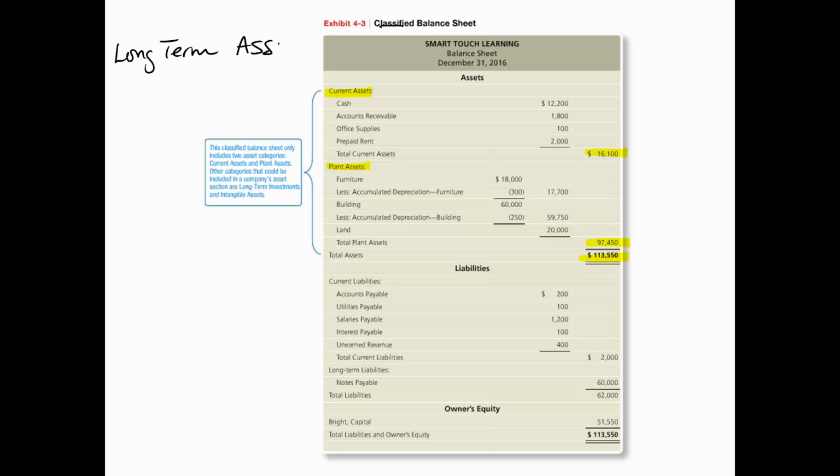Long-term assets fall into three categories. One is the plant assets, and these are things that you're using to produce whatever it is you're producing. These are productive assets. So your equipment, the land that your building is on, your building, all these things are necessary to do what you do. Trucks to deliver your stuff, whatever it is you're doing.